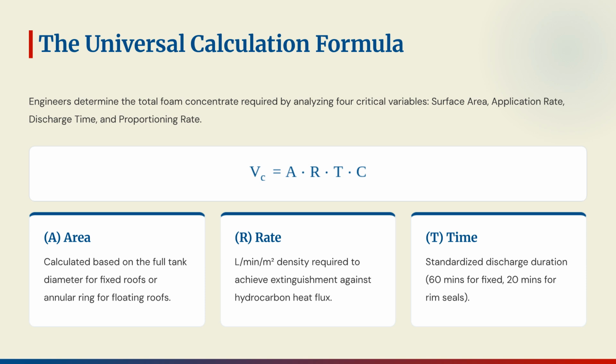Our calculation fundamentals follow a rigorous mathematical approach based on NFPA 11 and NFPA 15 standards, ensuring compliance and effectiveness in fire safety planning. The universal formula, $V_C = A \cdot R \cdot T \cdot C$, determines the total foam concentrate needed. This involves analyzing four variables: surface area, application rate, discharge time, and proportioning rate.